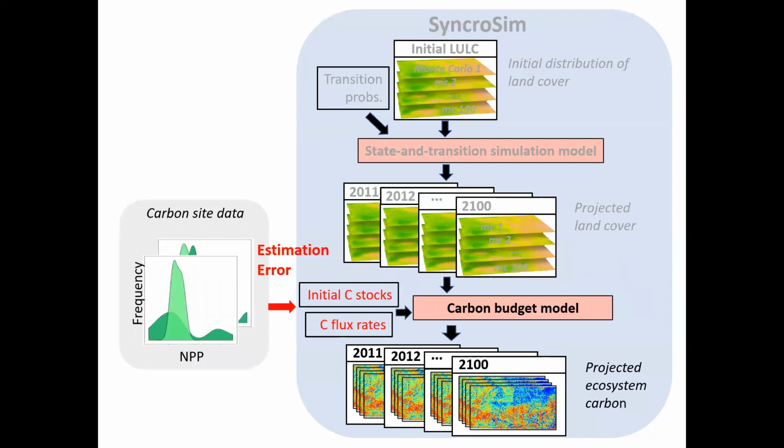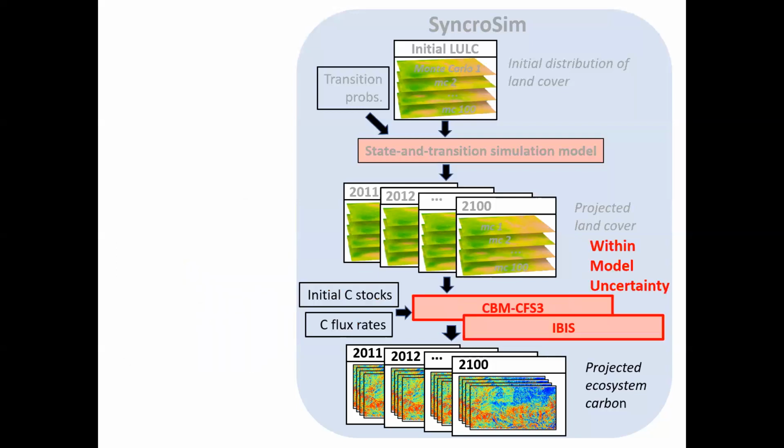We're also using field data gathered from multiple sites across our study area to estimate the variability in the initial pool sizes of carbon and also the flux rates for our carbon budget model. And finally, we plan to explore model uncertainty within our carbon budget model by comparing two alternative forms of carbon models.